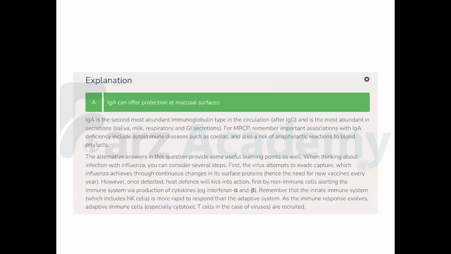So the correct option is that IgA can offer protection at the mucosal surfaces. IgA is the second most abundant immunoglobulin type in the circulation after IgG. IgG is the most, second is IgA, and it is the most abundant in secretions, that is saliva, milk, respiratory, and GI secretions. For MRCP, remember important associations with IgA deficiency include autoimmune diseases such as celiac. So this is very important, celiac. And also a risk of anaphylactic reactions to blood products.